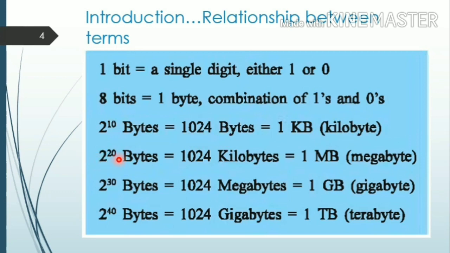Now 2 raised to 20 bytes is 1024 kilobytes, which is equivalent to 1 MB. You are familiar with megabytes. Also 2 raised to 30 bytes is 1024 megabytes, which is equivalent to 1 GB, gigabyte. 2 raised to 40 bytes is 1024 gigabytes, and it is equivalent to 1 terabyte. Its short form is TB.